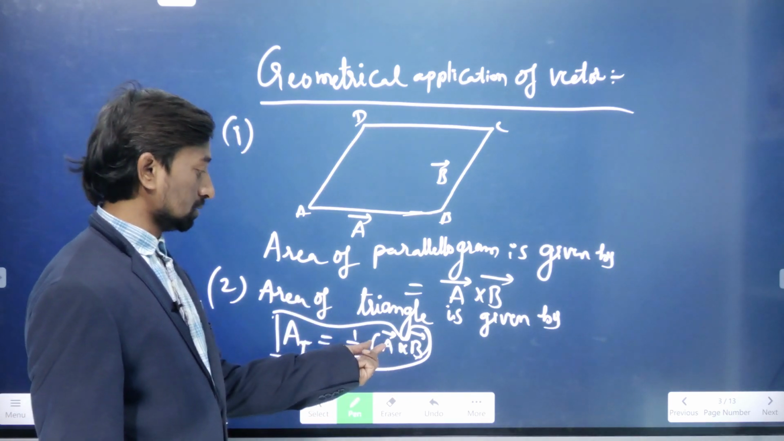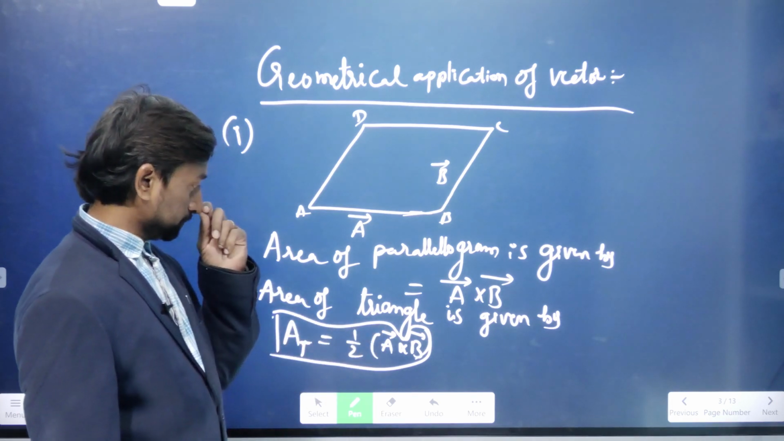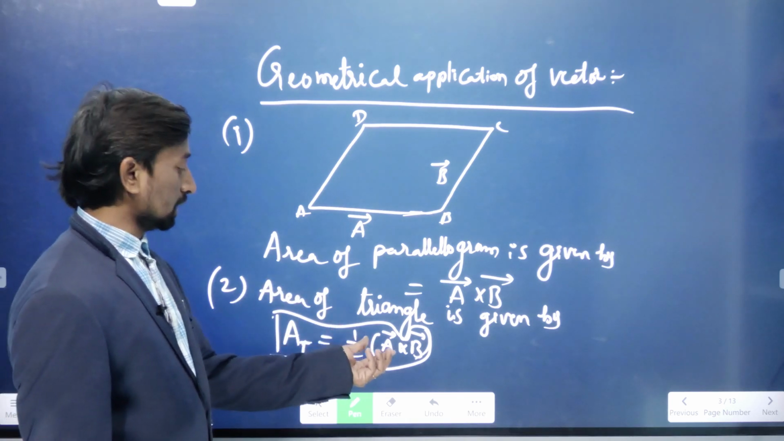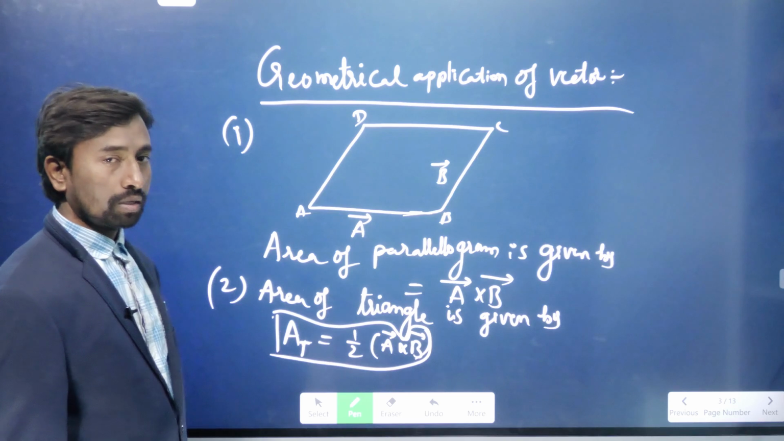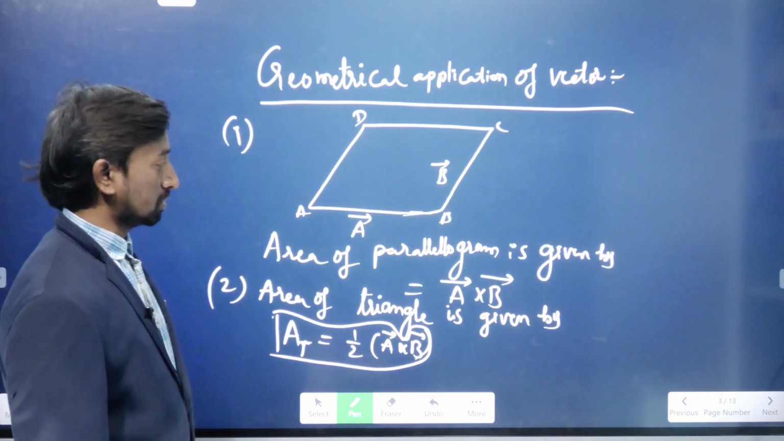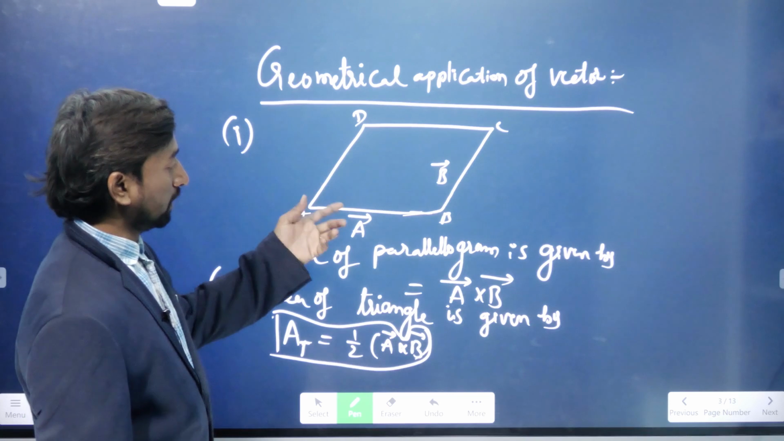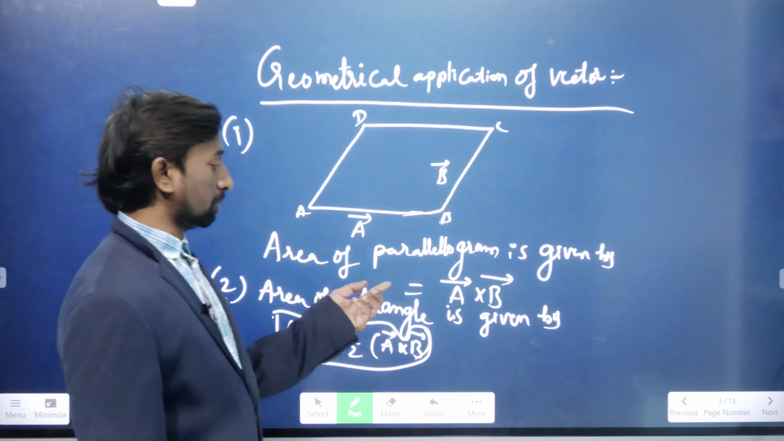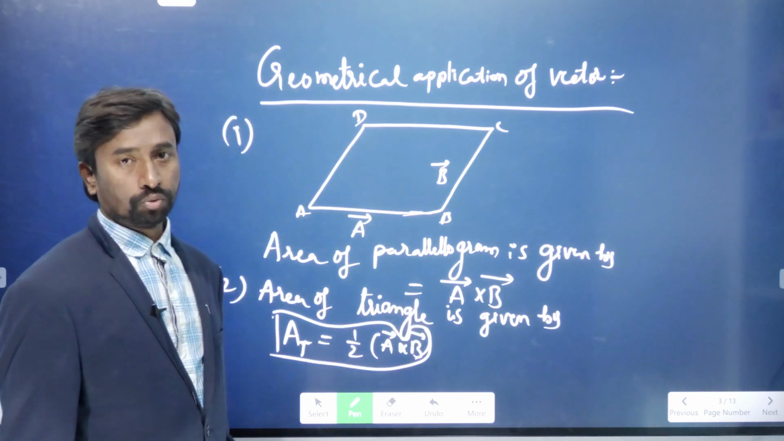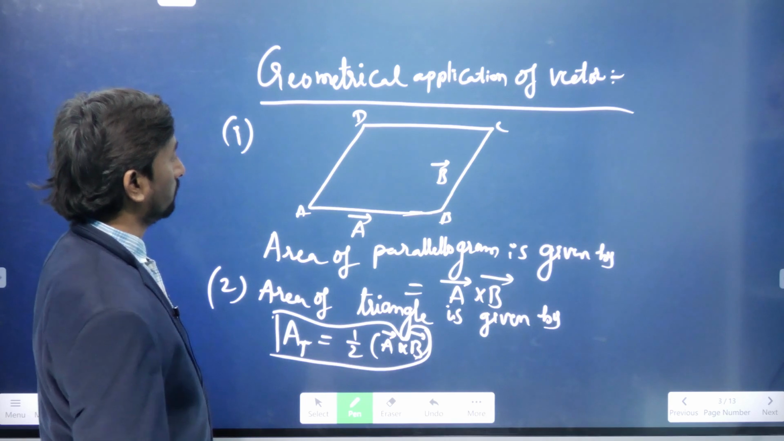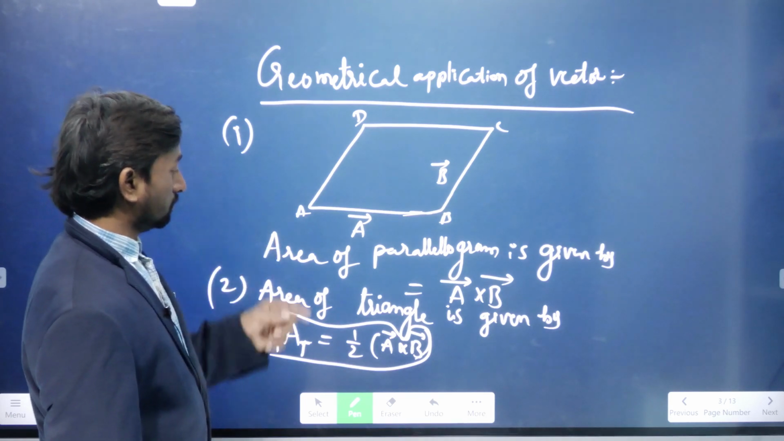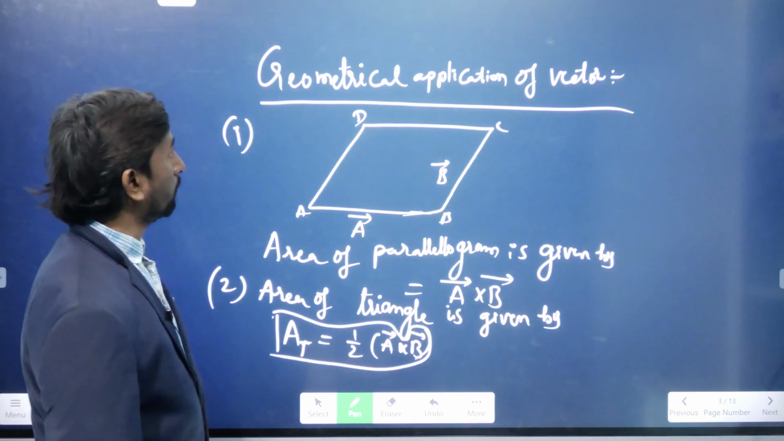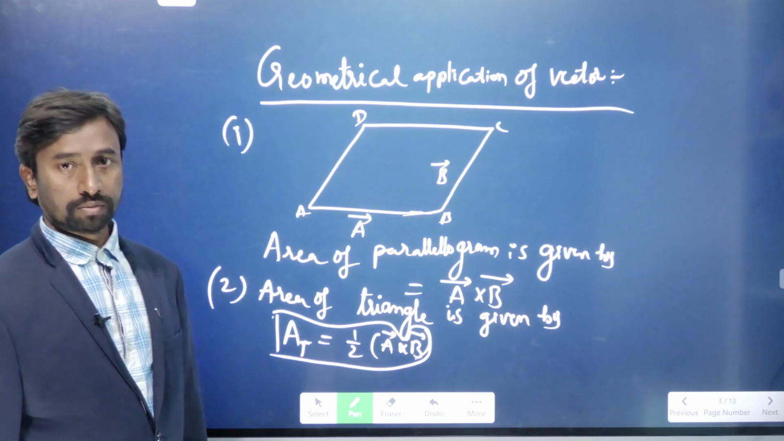If the two vectors A and B are used as the sides of the triangle, then we can find the area of the triangle. It is half of the cross product of the two vectors. Okay, and if the two vectors are represented as the sides of a given parallelogram, then the area of the parallelogram can be given by the cross product of the two vectors. We can find the area of the parallelogram and the area of the triangle by using the cross product of the vectors. These are the geometrical applications of the vectors.